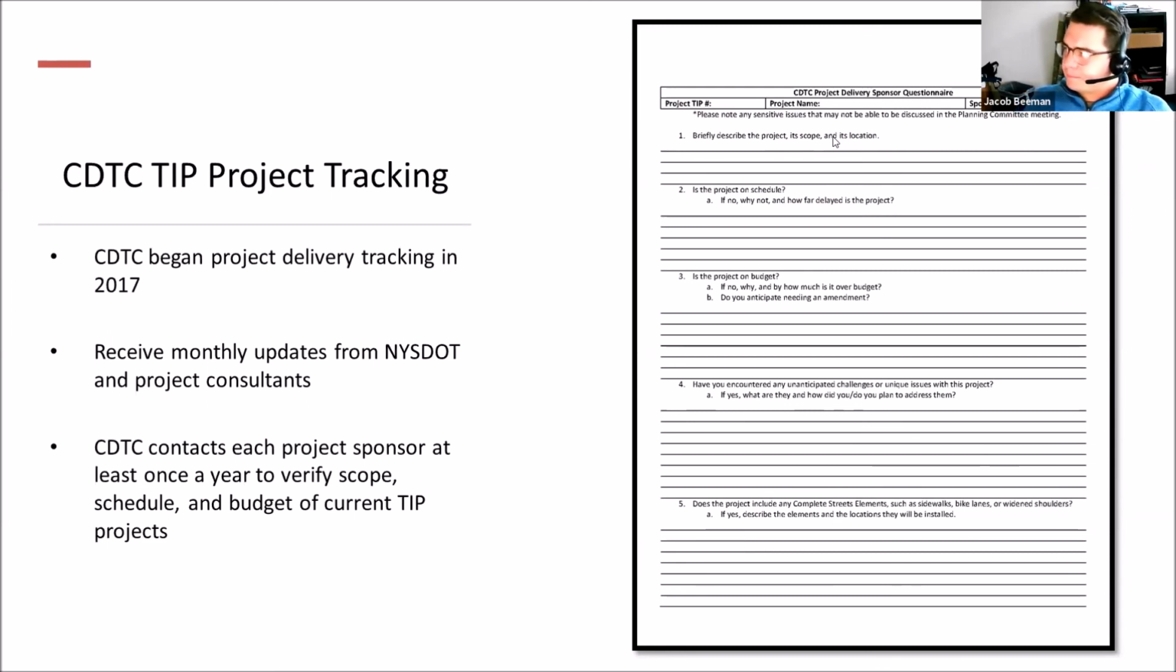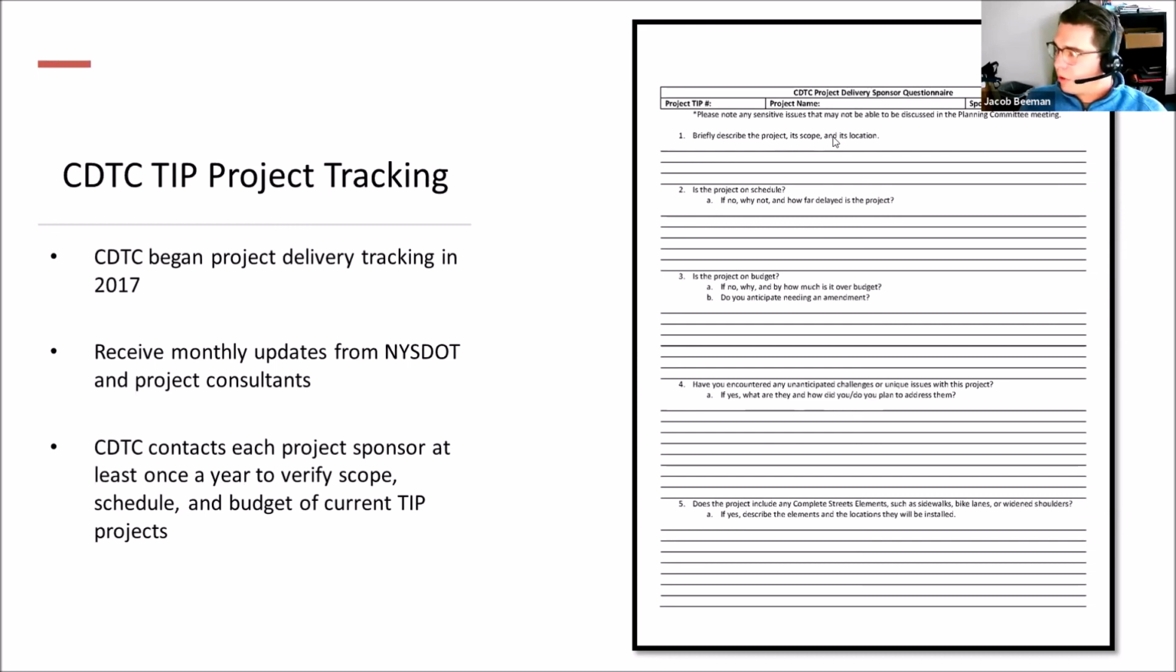A few years ago, we started this project delivery and tracking program where we reach out to about 3 or 4 project sponsors each month and provide them with a template that has 5 simple questions just for an update. Basically, is your project on schedule, on budget? Are there any anticipated amendments? Really any kind of issues that we should know about that could create an amendment in the future.